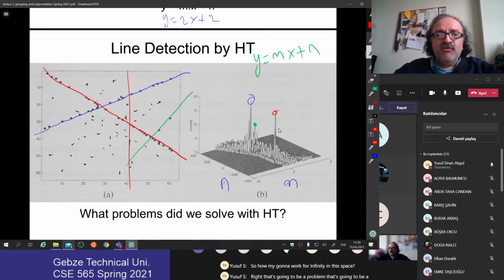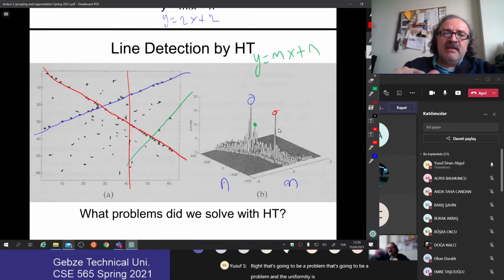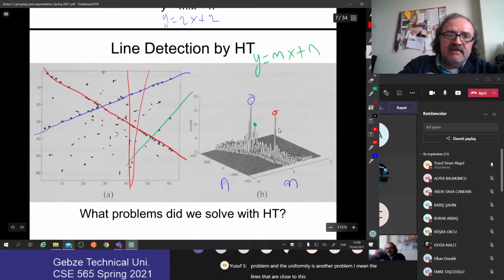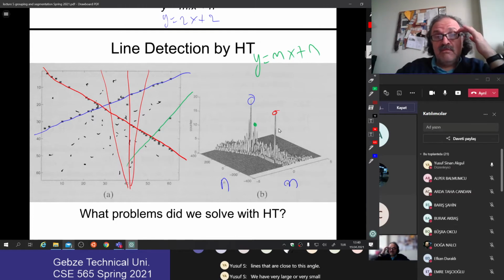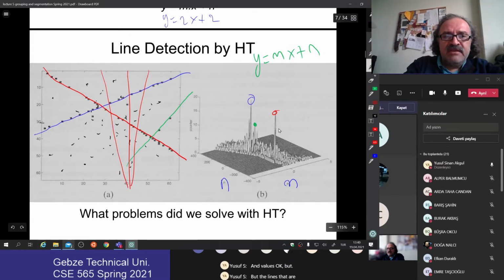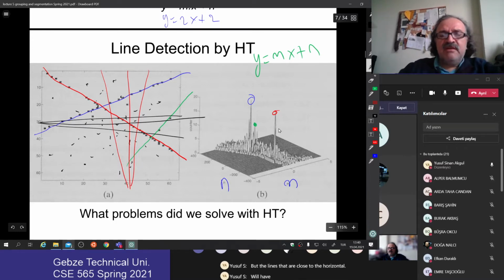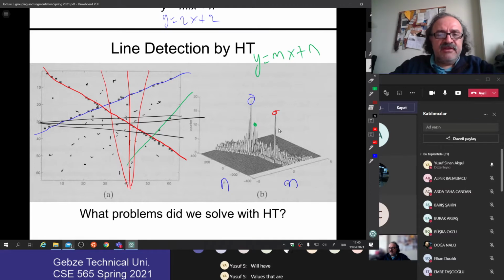And the uniformity is another problem. The lines that are close to this angle will have very large or very small m values, but the lines that are close to the horizontal will have values that are concentrated on the zero value. So this infinite thing is not a good thing.